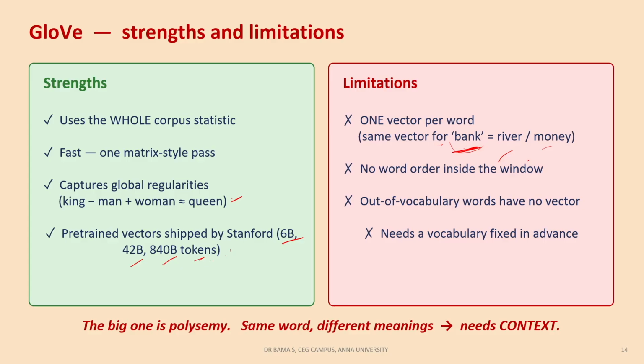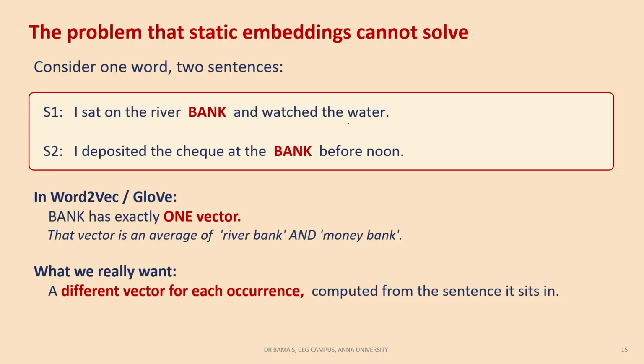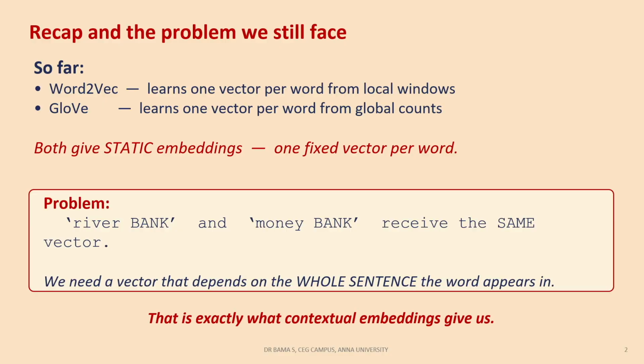The biggest limitation is polysemy. Polysemy is where we have the same word with different meanings, and that is where BERT comes into the picture. This is the same thing that I described. If you take the two sentences, "I sat on the river bank and watched the water" and "I deposited the check at the bank before noon", in this case both banks will have the same vector representation.